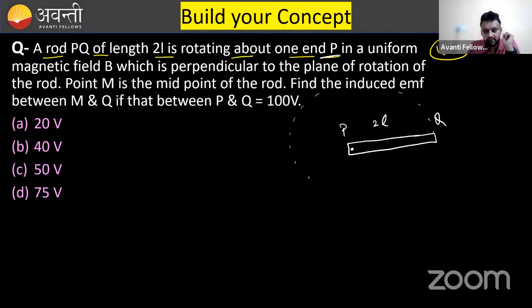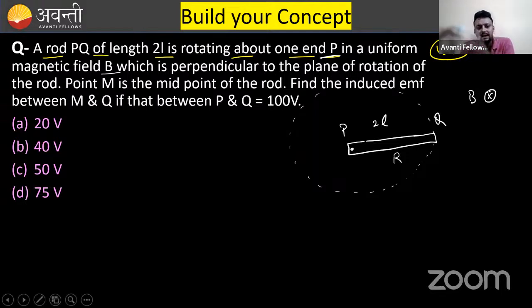Its rotation will be something like this. I just try to draw a circle. You can understand this is going to be the radius. Now, there is a magnetic field B which is perpendicular to the plane of rotation. That means I have taken it into the plane. Now, point M is the midpoint of the rod.